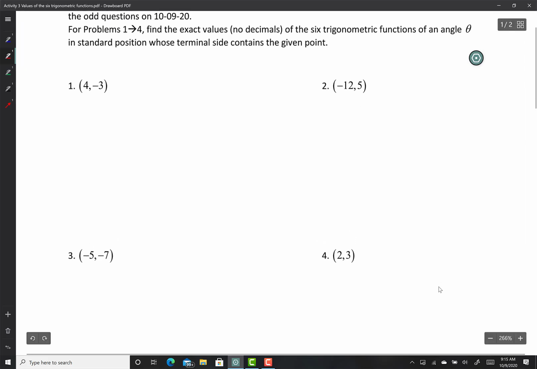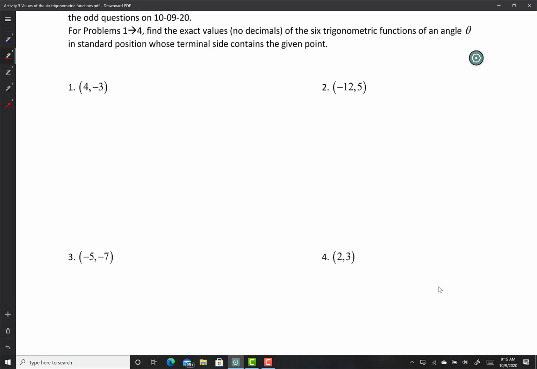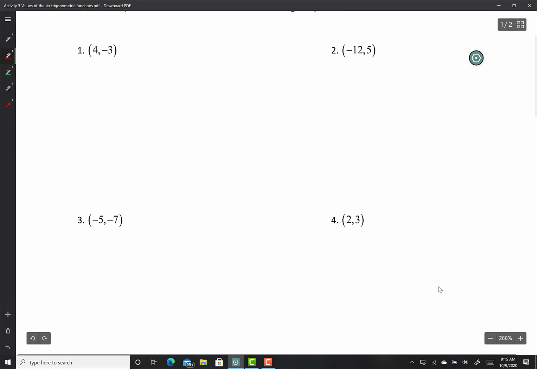Let's see what this question says. Find the exact values, no decimals, of the 6 trig functions of an angle theta in standard position whose terminal side contains a given point. Alright, so question number 1. I'm going to go ahead and do all the odd ones on this, guys. Question number 1, I have a point. The point is 4, -3.